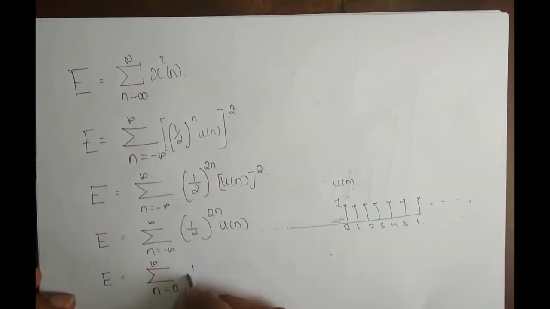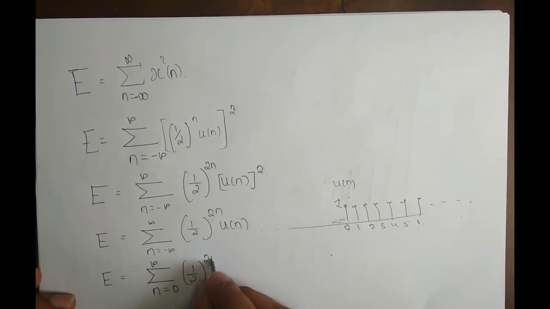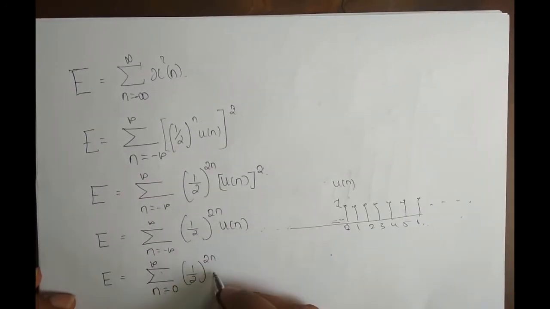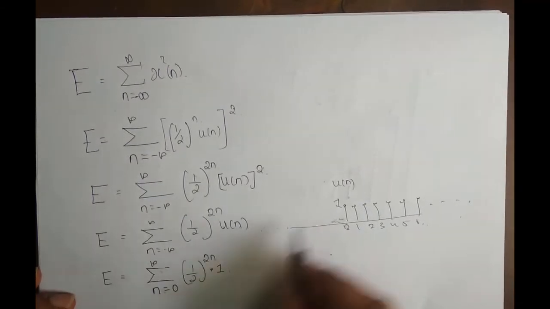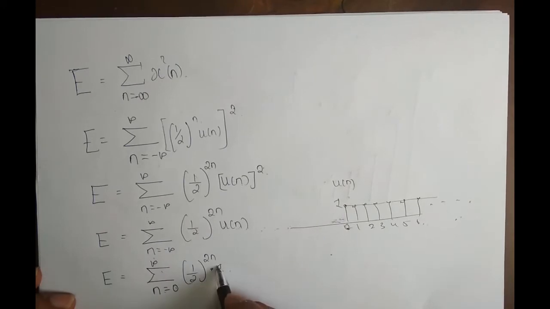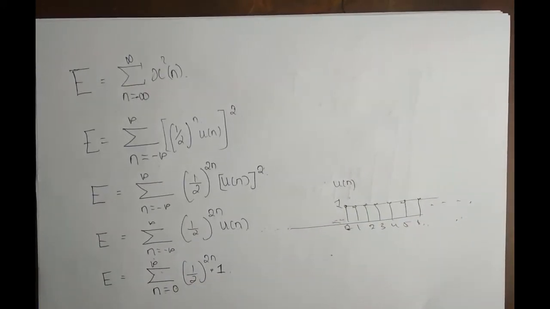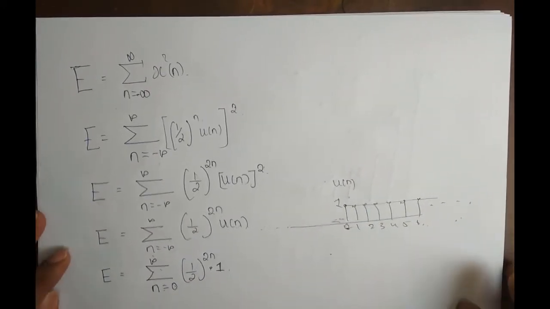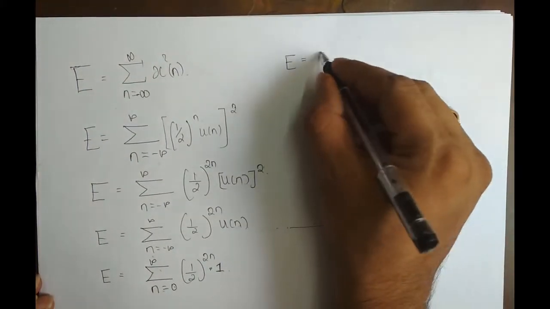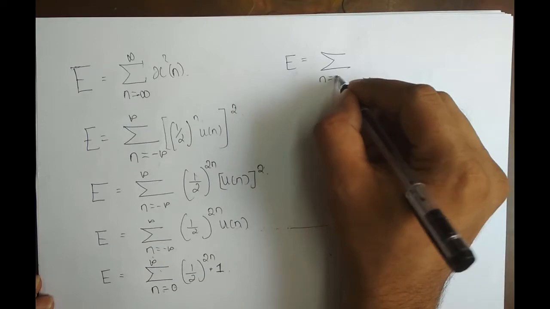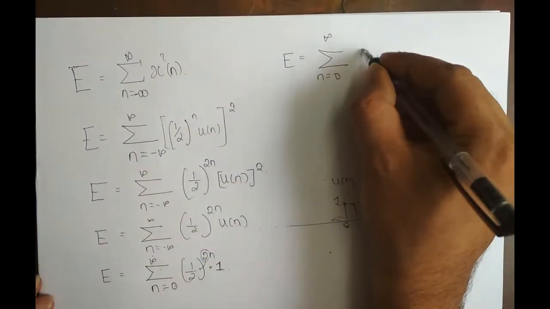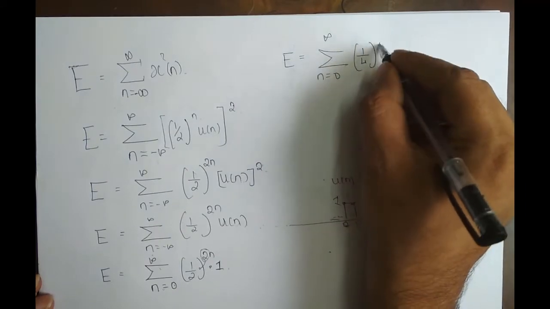So it is 1 by 2 power 2n, and what is u of n for n varying from 0 to infinity? It is 1, right? Because it is 1 everywhere for n varying from 0 to infinity. Now energy is equal to summation n varying from 0 to infinity. What I'll do, I'll take this 2 inside, so I get 1 by 4 power n.